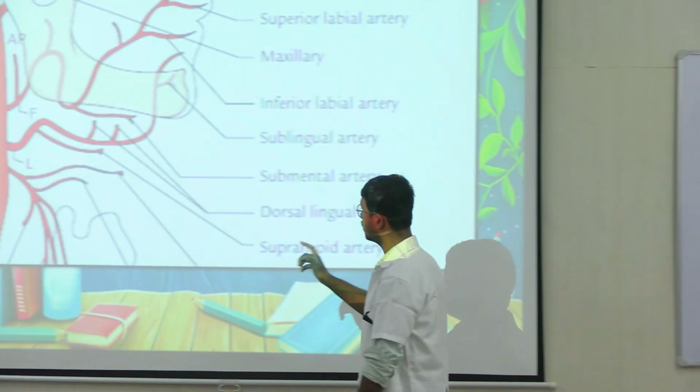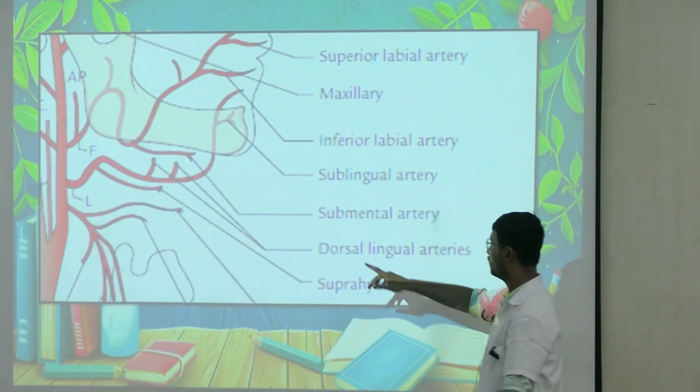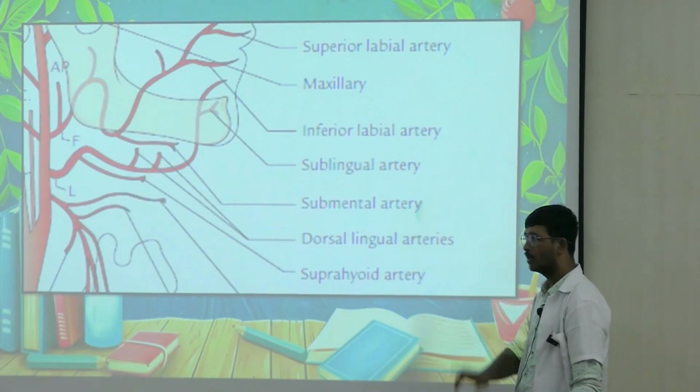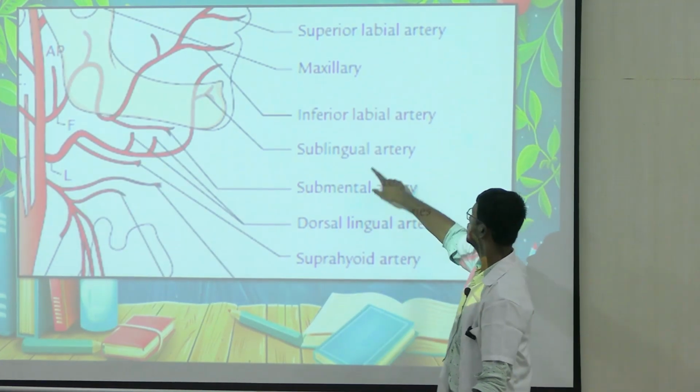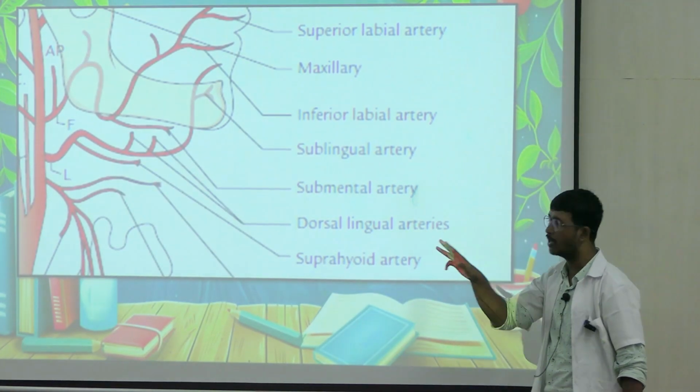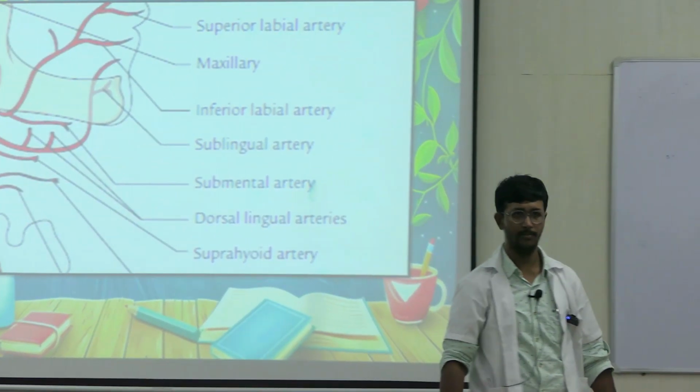So from the lingual artery, the first part gives your suprahyoid artery, the second part gives your dorsal lingual arteries, and the third part gives your sublingual artery, and these three parts are divided by the hyoglossus muscle.